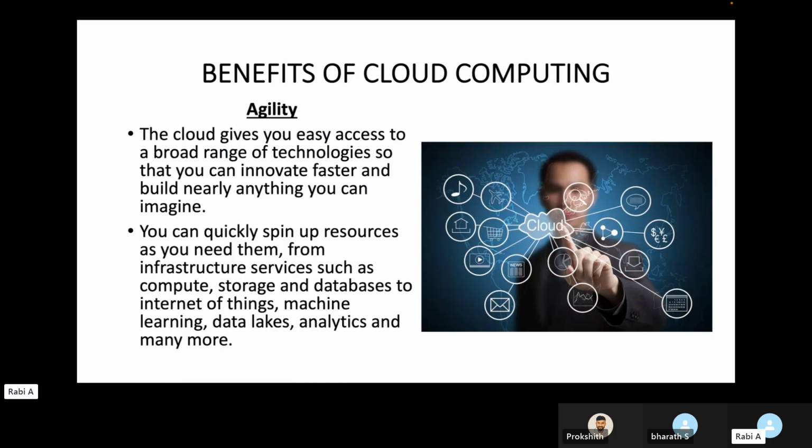So you can quickly spin up resources as you need them from infrastructure services such as compute, storage, database, Internet of Things, machine learning, data lakes, analytics, and many more.